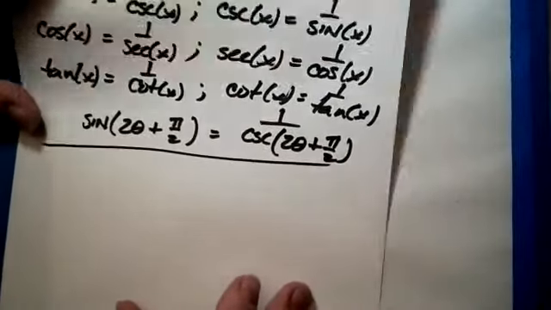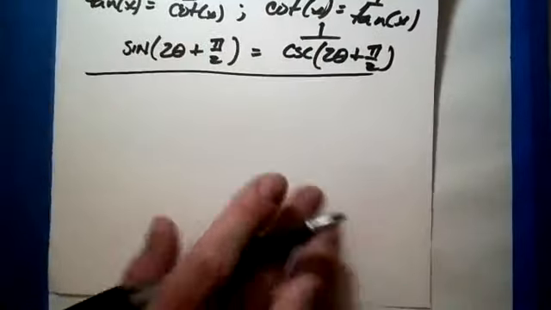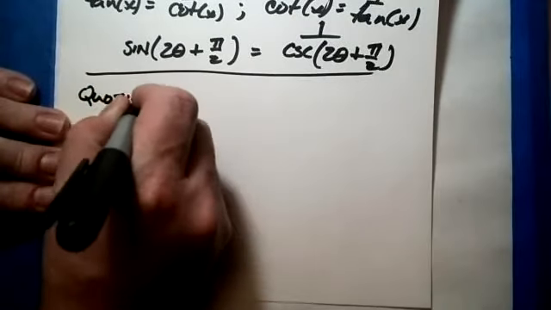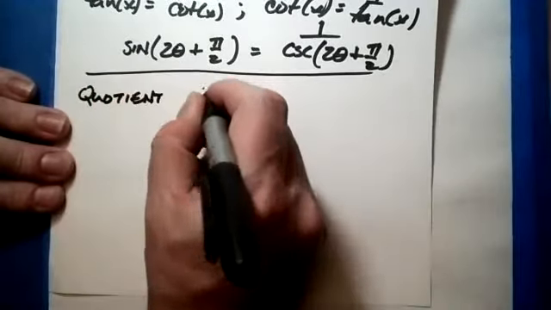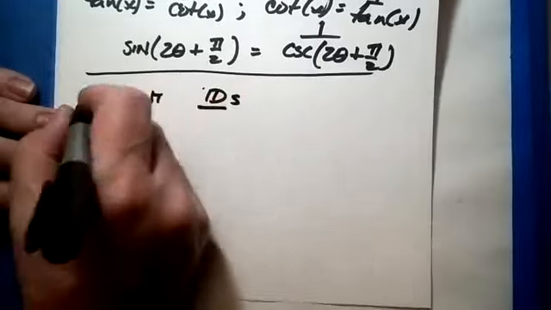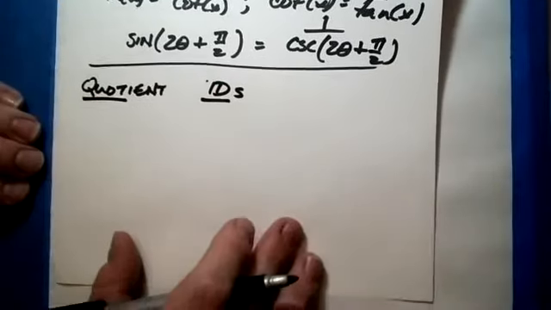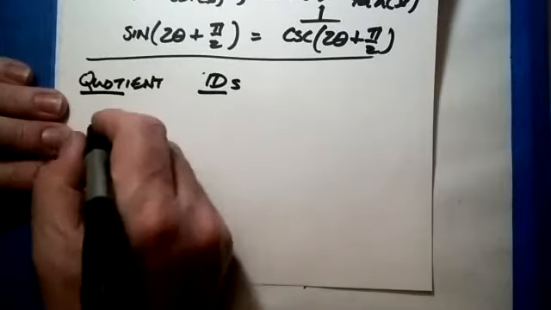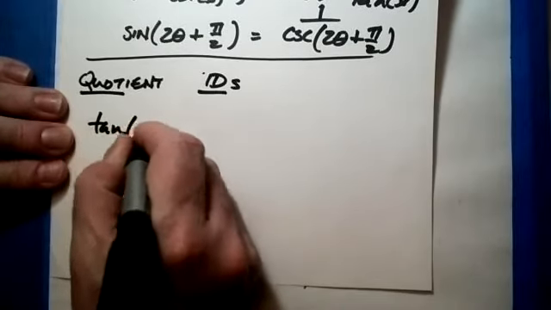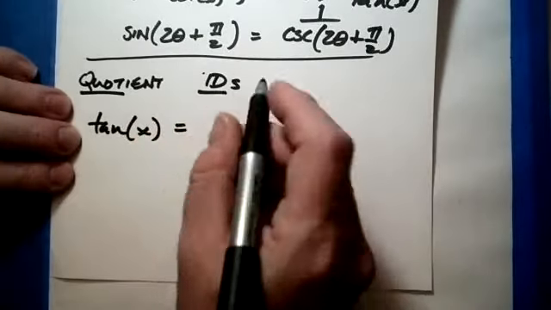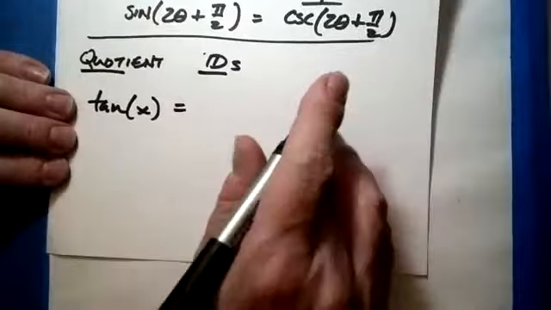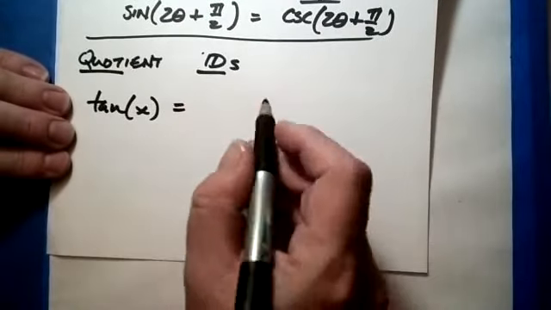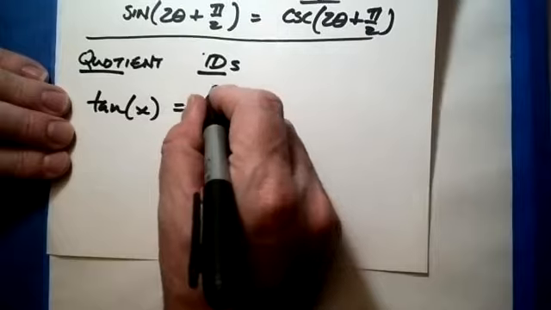Then there's a relatively small class of identities called the quotient identities. And again, we've already seen these, but now we're formally giving them some names and maybe doing a little bit of analysis of them. So these can actually be proven from these reciprocal identities, or maybe even the definition of the trigonometric functions themselves.